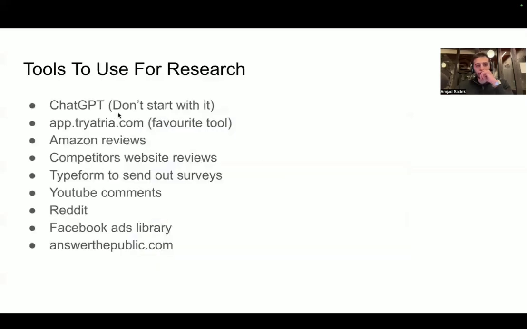So, tools to use for research. The one we all know is ChatGPT. I don't really recommend that you start with it, because if you don't know anything about your customers yet and you start asking ChatGPT, then you will get very generic answers, and you might base your strategy on that.